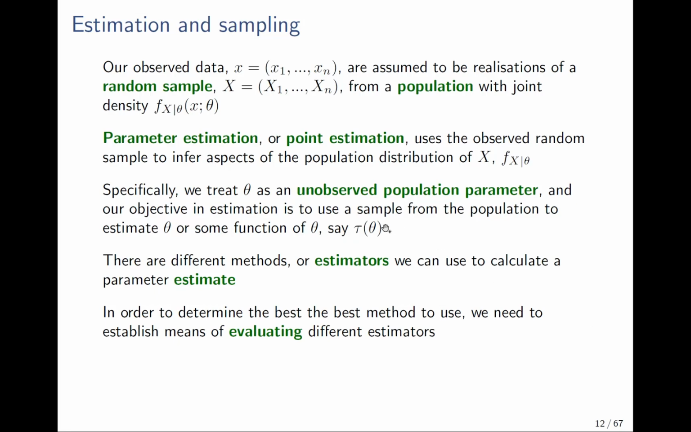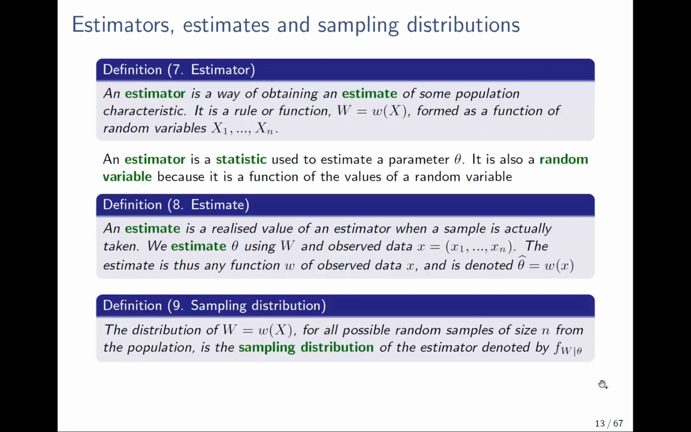And there are different methods or estimators we can use to calculate a parameter estimate, and we'll look at just two of the most common ones today. But we'll also talk about how we determine the best method to use. What's the best estimator we should use to estimate some parameter? And in order to establish that, we'll look at how we can evaluate different estimators. So we're going to start with some definitions, and as I say, we're building on what we've just discussed.